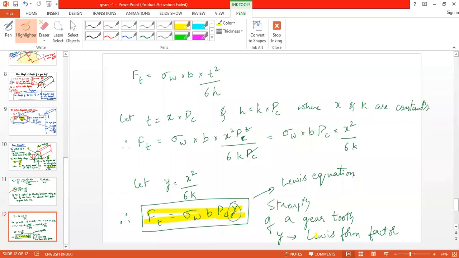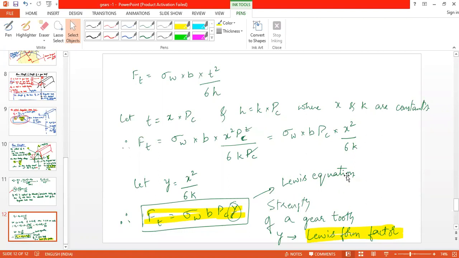Lewis equation, where y is the Lewis form factor. This form factor is mainly dependent on the number of teeth. For that, we have some equations in the data handbook. You can use the data handbook and get the equation for the Lewis form factor.